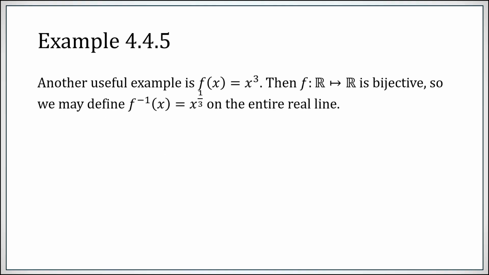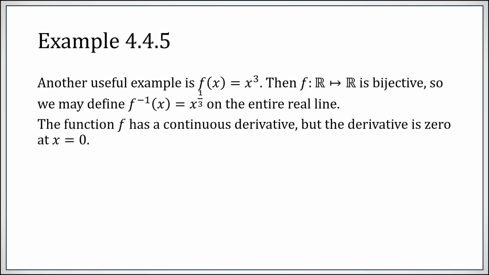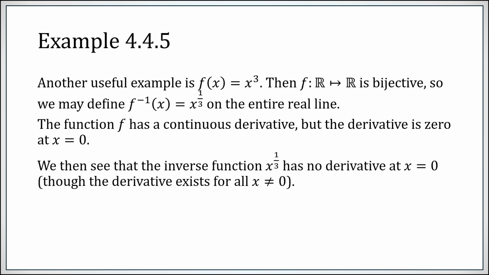As another example, consider the cube function f of x equals x cubed. Now we have a bijective mapping from R to R, so we can define the inverse function on the entire real line. Now the function f has a continuous derivative, but the derivative is 0 at x equals 0. So the inverse function has no derivative at x equals 0. Okay, the derivative exists everywhere else, but at places where the original function f has a 0 derivative, the inverse function theorem is not going to apply. And if you attempt to manually compute the derivative of the cube root function at x equals 0, you'll see that it doesn't actually exist there.